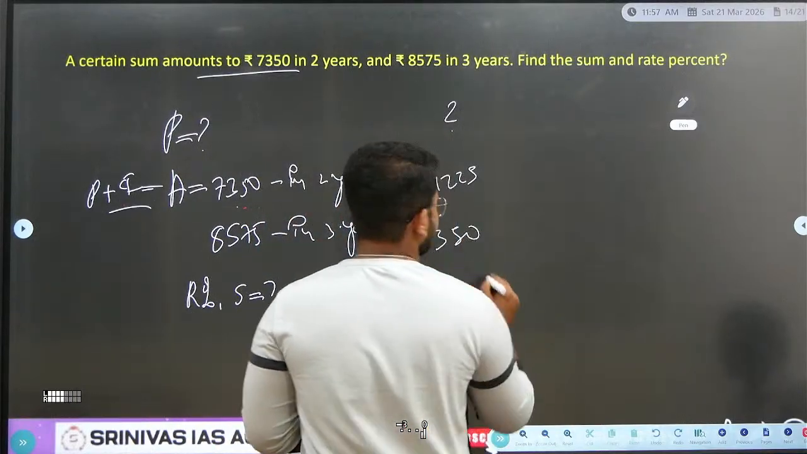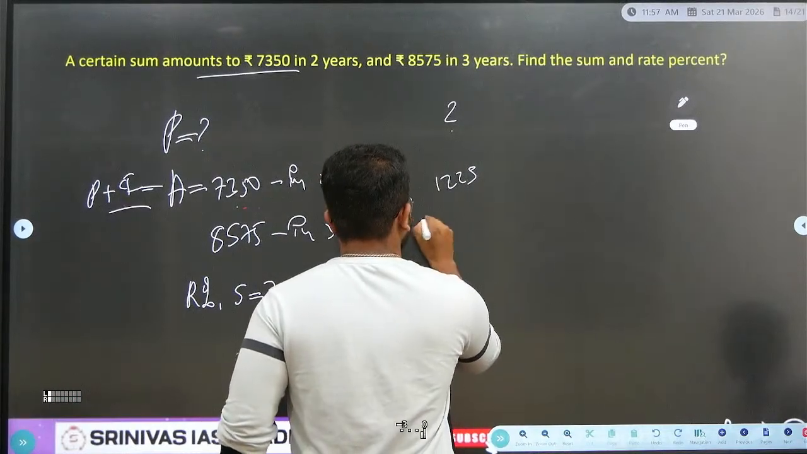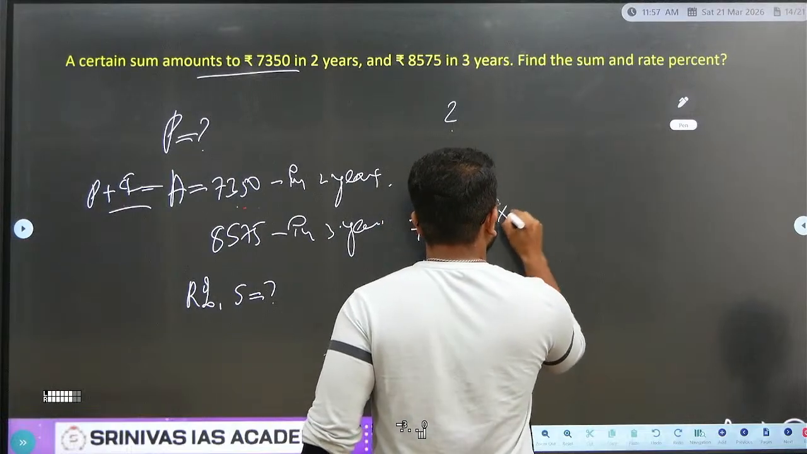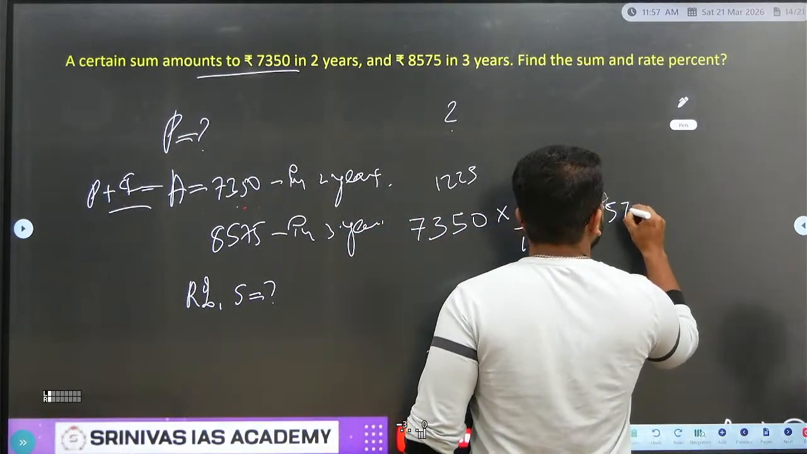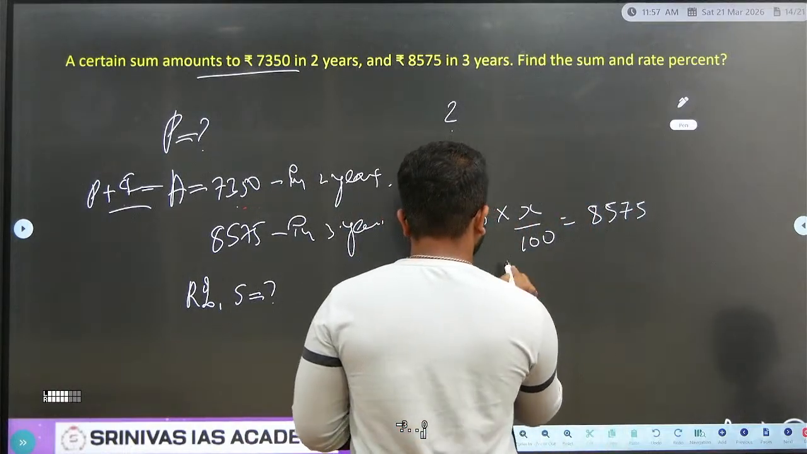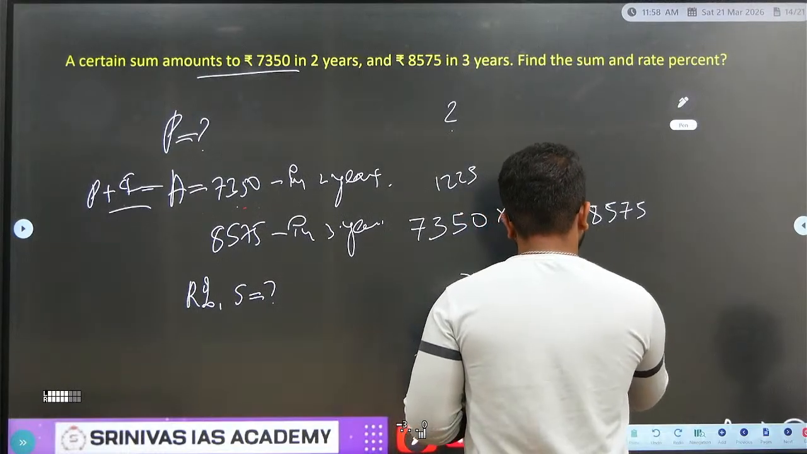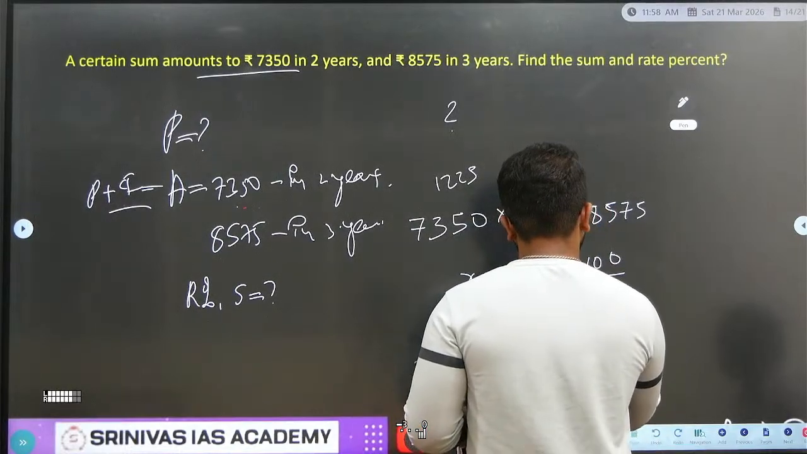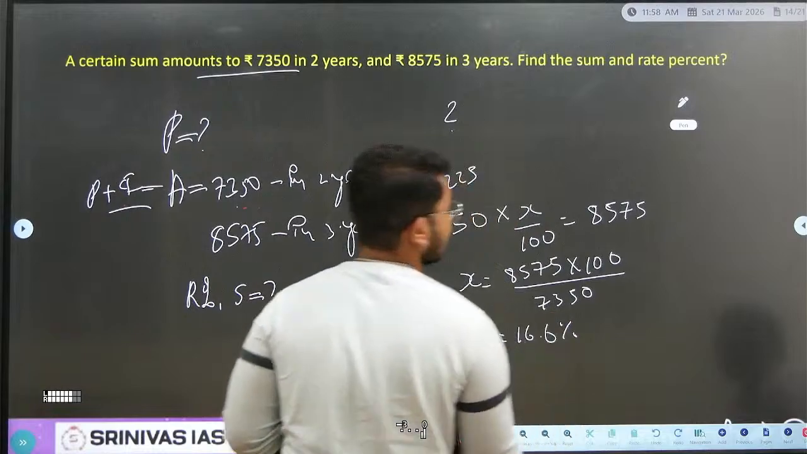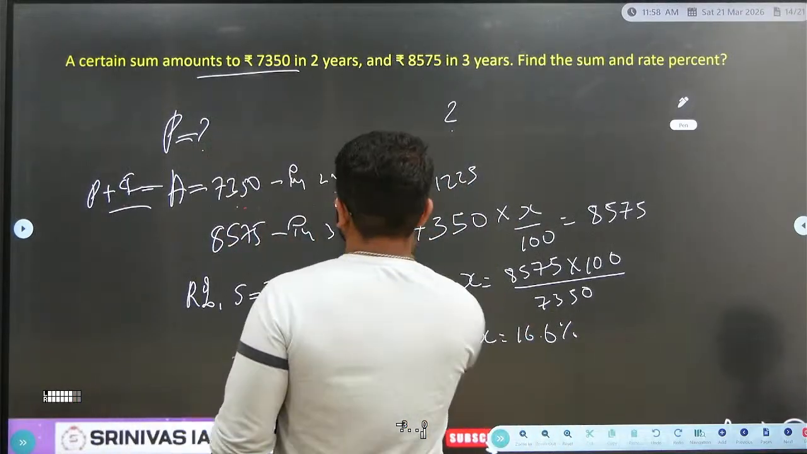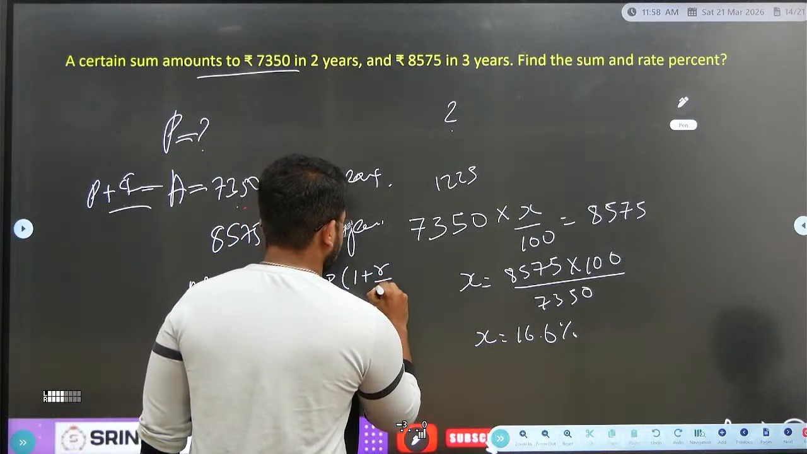So 7350 is the principal. Write the numbers properly so that viewers can also see. 7,350 is the principal. We don't know the rate of interest, which will be equal to 8575. So now when we do this, we will get x equals 8575 into 100 whole divided by 7,350. Now simplify it. Now x is equal to 16.6%. The rate of interest. Now if we calculate the rate of interest for this one, amount is equal to principal into 1 plus r by 100 to the power t.